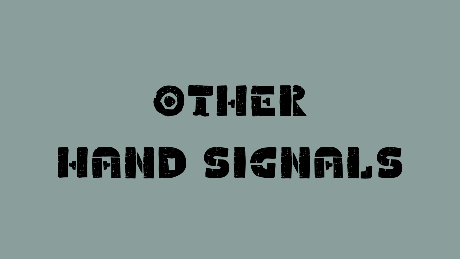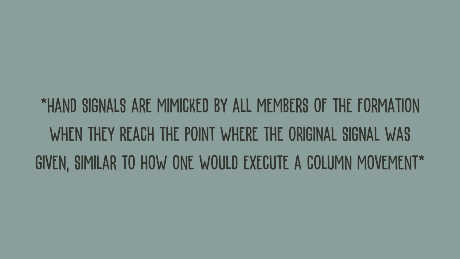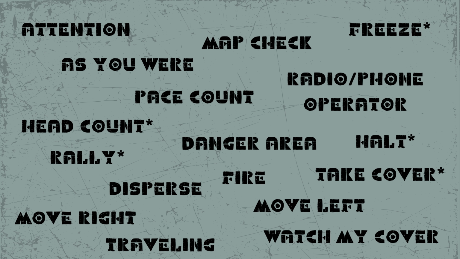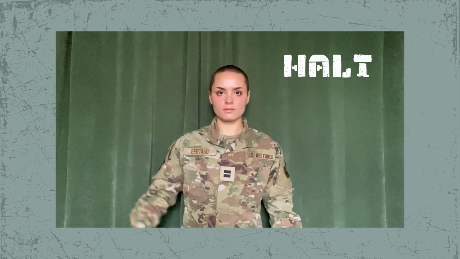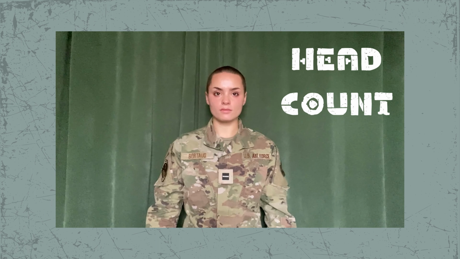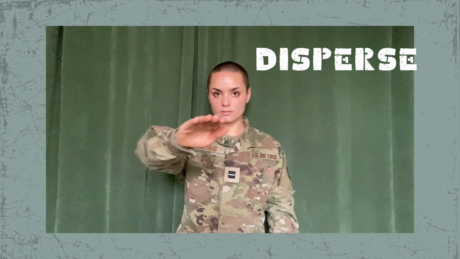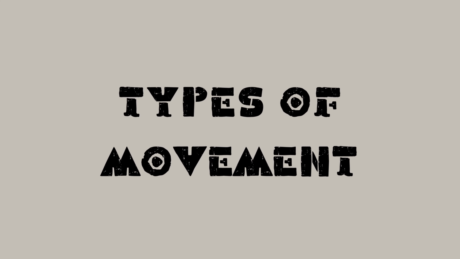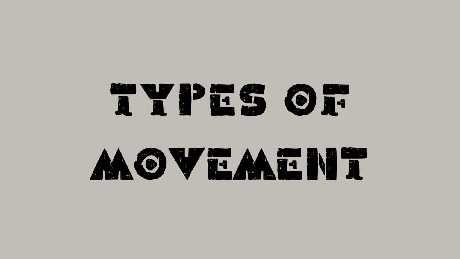Now, another thing to consider, we showed you all the hand signals for these formations, but there is an abundance of hand signals that you can use to communicate different things in small unit tactics. And there are a lot of them. We're going to show you kind of an abridged list today of just what you're probably going to encounter in the operations you do within ROTC. So, this would include halt, freeze, rally or huddle up, take cover, radio or phone operator forward, head count, or disperse.